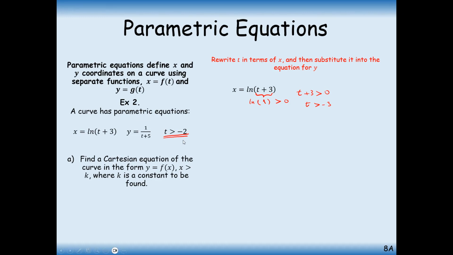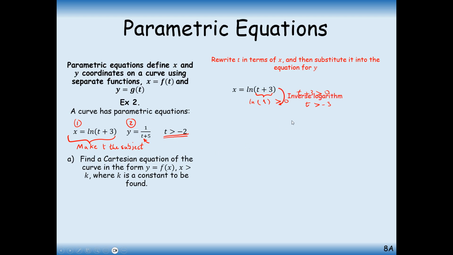The strategy was to use the equation that x is defined in and make t the subject of this formula, and substitute that t into the second equation. Okay, so let's do that quickly.